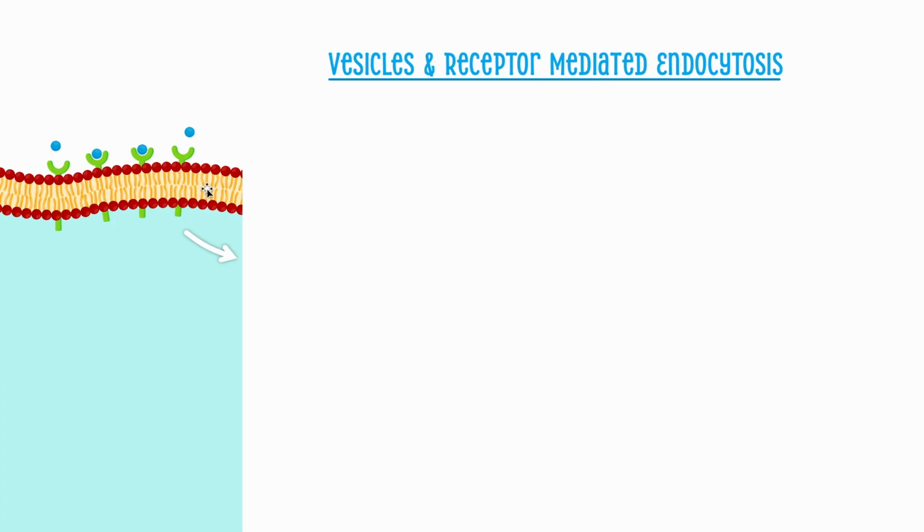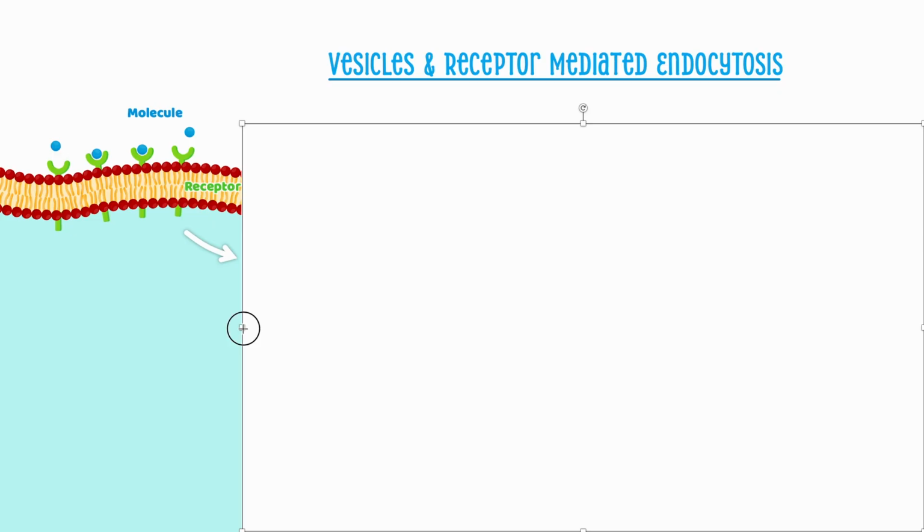Let's make it clear. Here we have a membrane, and inside the membrane, we have these little molecules called receptors, and their whole job is to bind to something else. Now, let's say these receptors, their job is to bind specifically to this blue molecule. Now let's say this cell really needs this blue molecule. That is why they have these receptors to bind to these blue molecules so that this cell can bring it into the cell. But the question is, how do we bring this blue molecule into the cell?